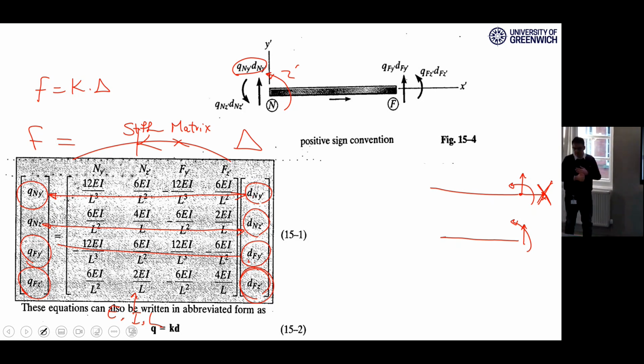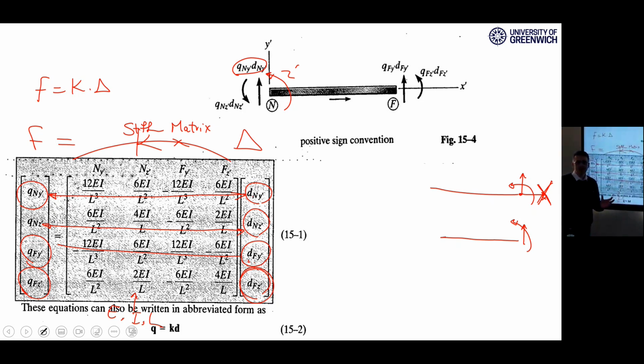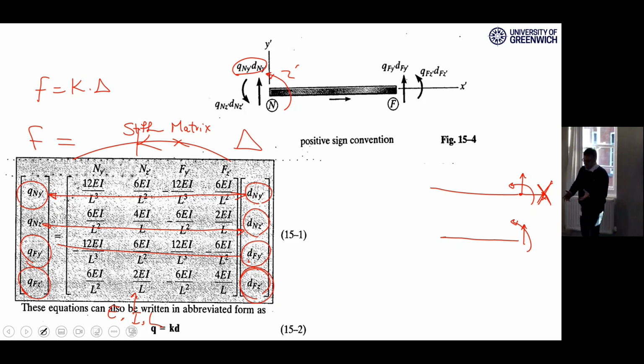E is the modulus of elasticity. I is the second moment of area, or inertia. And L is the length of the element, right? We don't have anything else. So the in-between matrix only depends on the characteristics of the element, material and geometry. So each element has a specific material, section, and length, okay? Which is usually given to you at the beginning of the example.